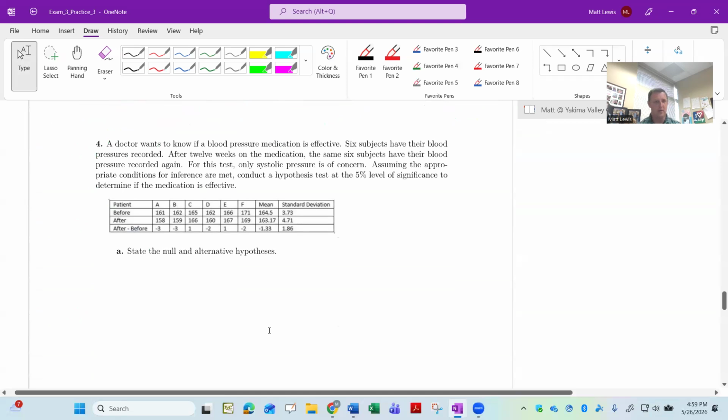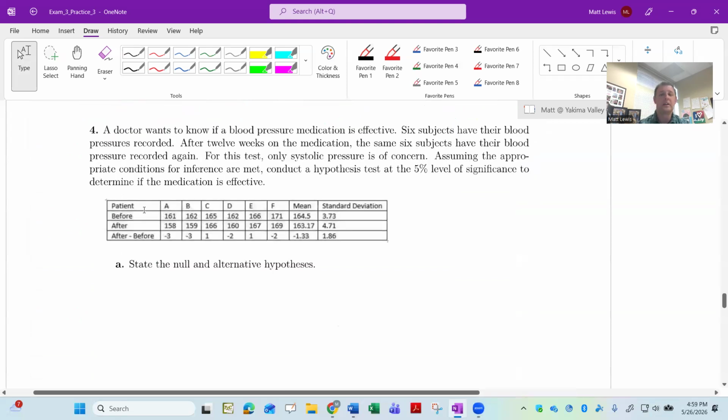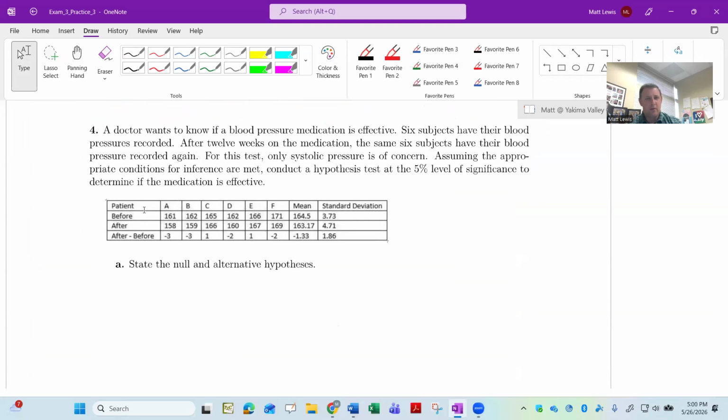All right, so let's check out another one here. A doctor wants to know if a blood pressure medication is effective. 6 subjects have their blood pressures recorded. After 12 weeks on the medication, the same 6 subjects have their blood pressure recorded again. For this test, only systolic blood pressure is of concern. Assuming the appropriate conditions for inference are met, conduct a hypothesis test at the 5% level of significance to determine if the medication is effective.